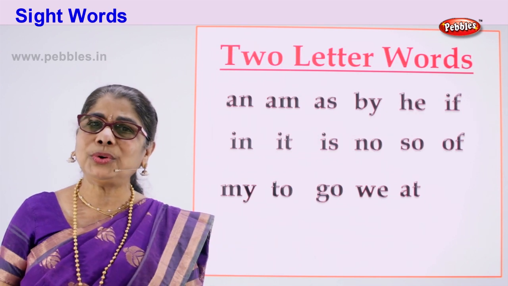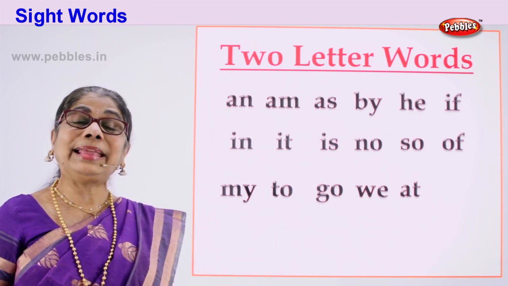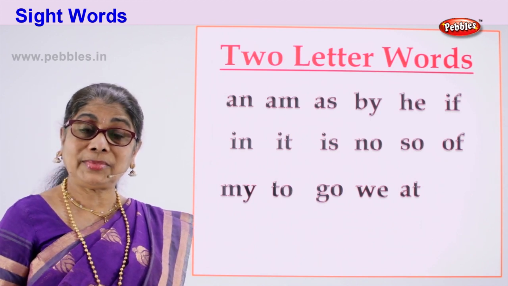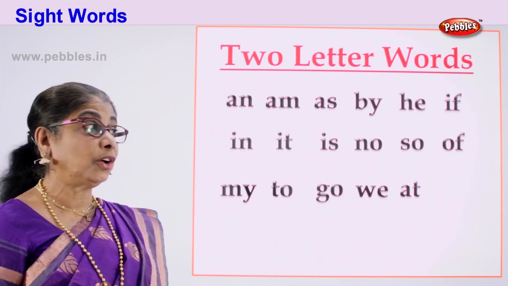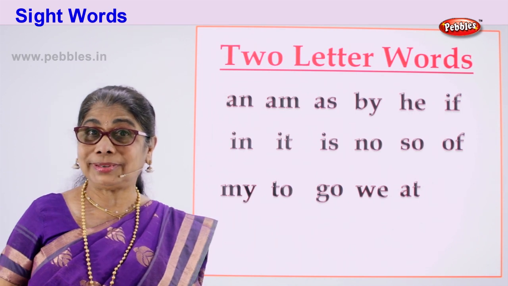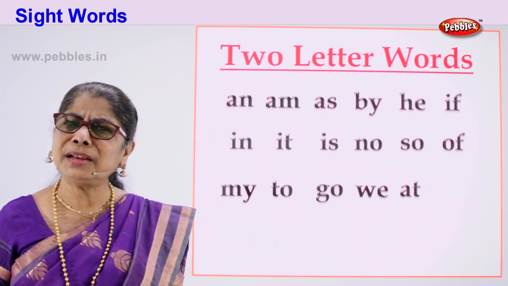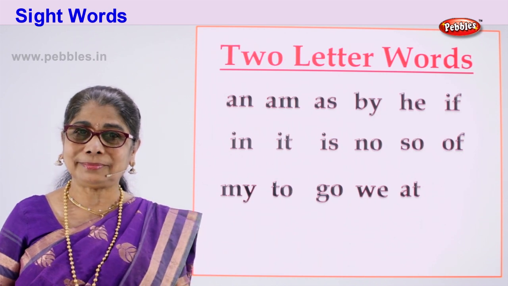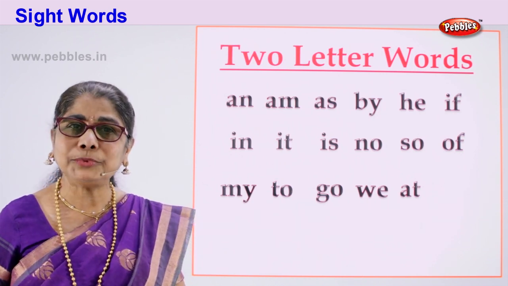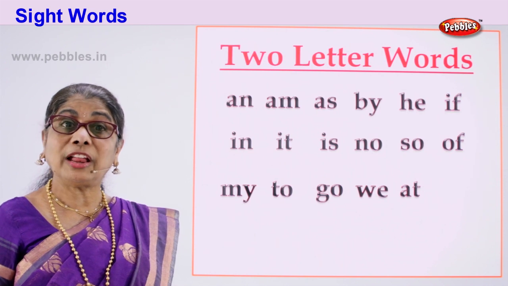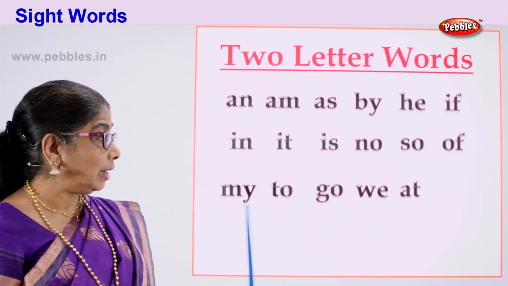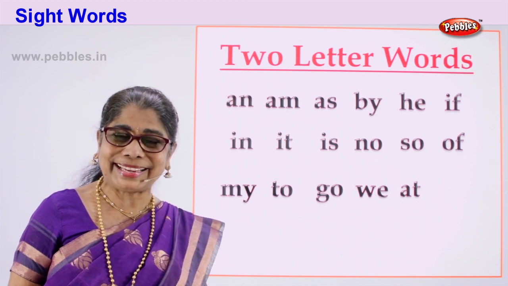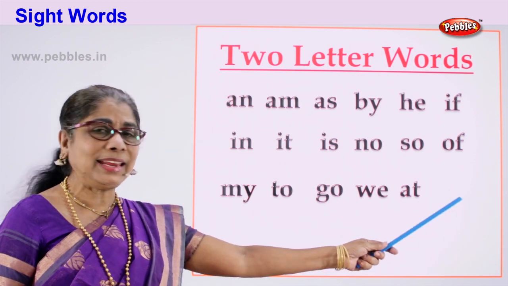At. Very good. I get up at 6 o'clock in the morning. Mommy gets up at 5 o'clock and prepares our food. At what time do you go to bed? I go to bed at 8 o'clock. My dad comes home at 5 o'clock. Very good. So you're able to read so many sight words and able to use it. Good. Let's take our next sight word.